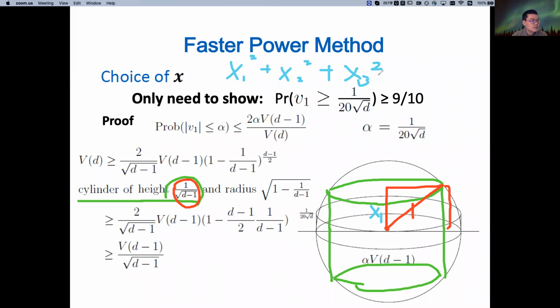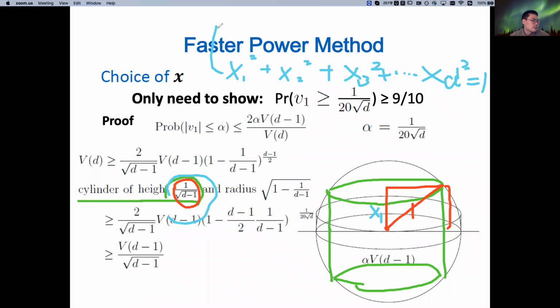x3 square plus ... plus xd square is equal to 1, right? Because this thing is 1. Okay, I hope this is clear. Now, what is x1? We told you x1 is this height.